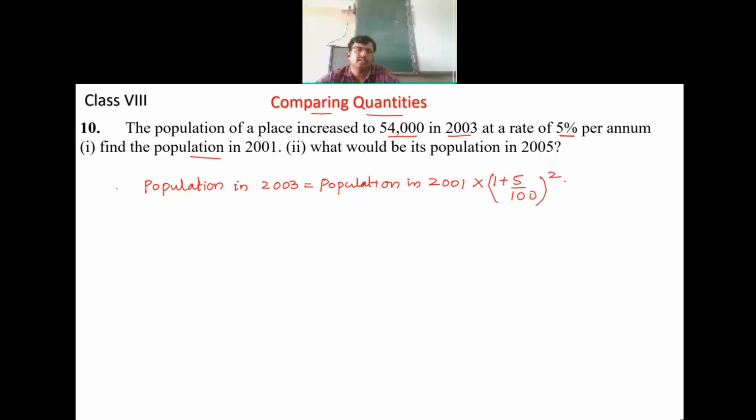Is this statement correct? Yes, sir. So here 54,000 is the population in 2003. This will be equal to population in 2001, which I have taken as P, into 105 by 100 multiplied 2 times. Now this P value is to be found. So P is equal to 54,000 into 100 by 105 into 100 by 105.